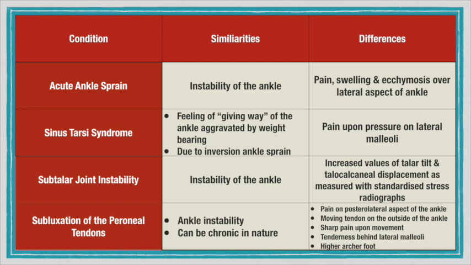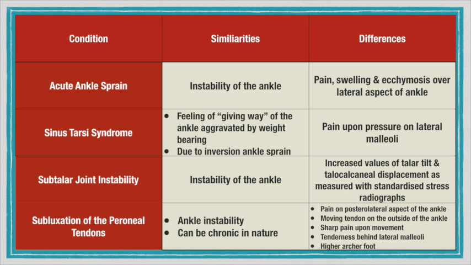Based on the KNGF guidelines, these are the most common chronic ankle sprain presentation: complaints of giving way, history of recurrent sprains, proprioceptive deficits, and it will present with functional disabilities. This table shows the similarities and differences between chronic ankle sprain and its similar conditions.